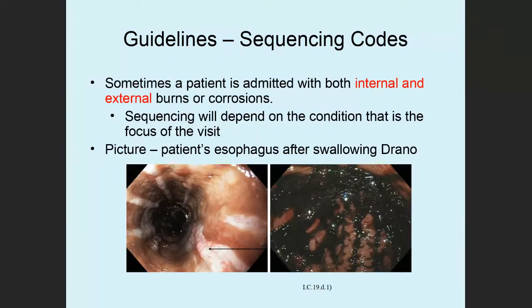Another guideline discusses coding when the patient has both internal and external burns or corrosions. Sequencing in this case depends on the circumstances. Which burn is the major focus of the visit? Is it looking mostly at the internal one or the external one? Here is a fairly gross picture of the patient's esophagus after swallowing Drano. So this would be a corrosion.